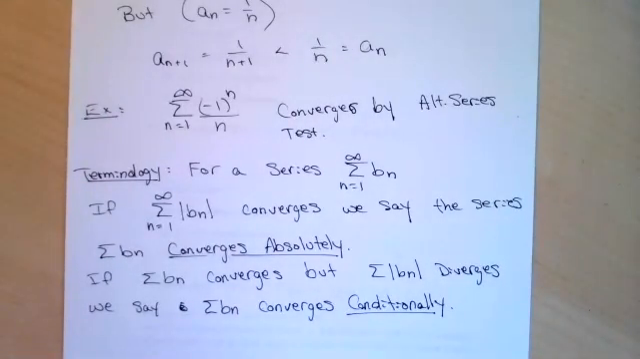Alternating series are kind of a weaker sense of convergence, in that the series will only converge because some of the terms are positive and some are negative. When some are positive and some are negative, they kind of cancel each other out, which helps the series converge.